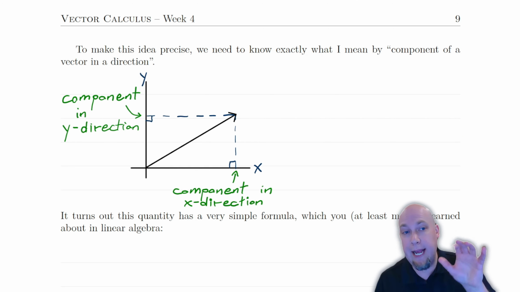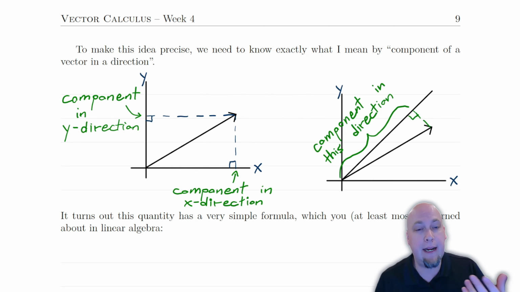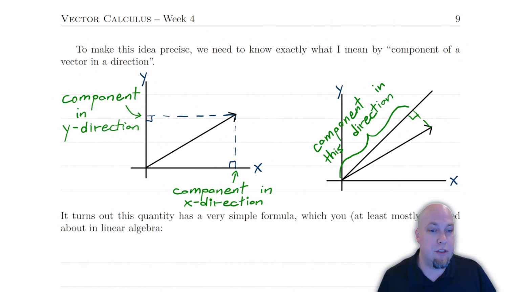There's nothing actually special about x's and y's here though. I could ask about components in other directions. If I have the exact same vector, but now I ask what its component is in this direction, you do the exact same thing. You draw a right angle triangle, and the component is how long this leg of the right angle triangle is. In other words, how much of this vector is pointing in this direction? And then there's a little leftover piece pointing in some other direction. But how long is this piece in the direction that we're talking about? That's what a component is.